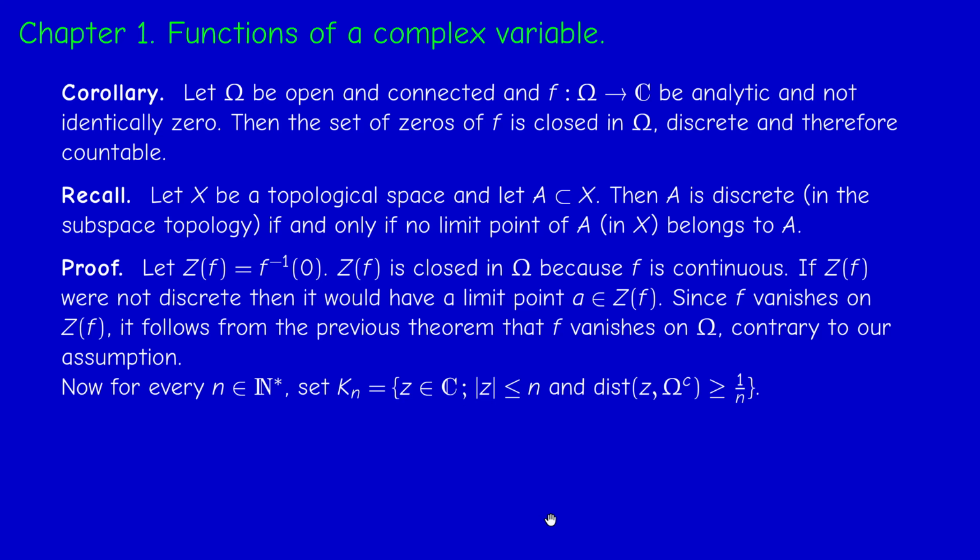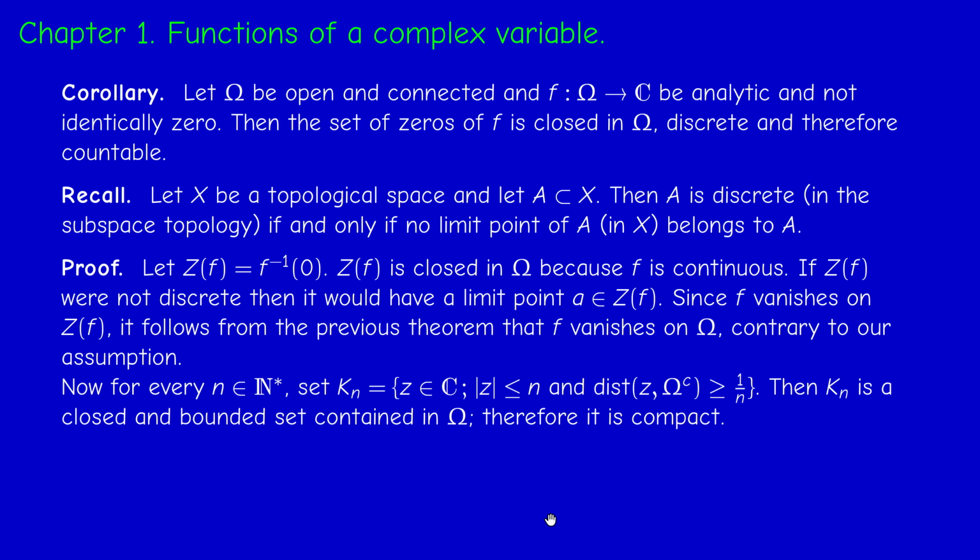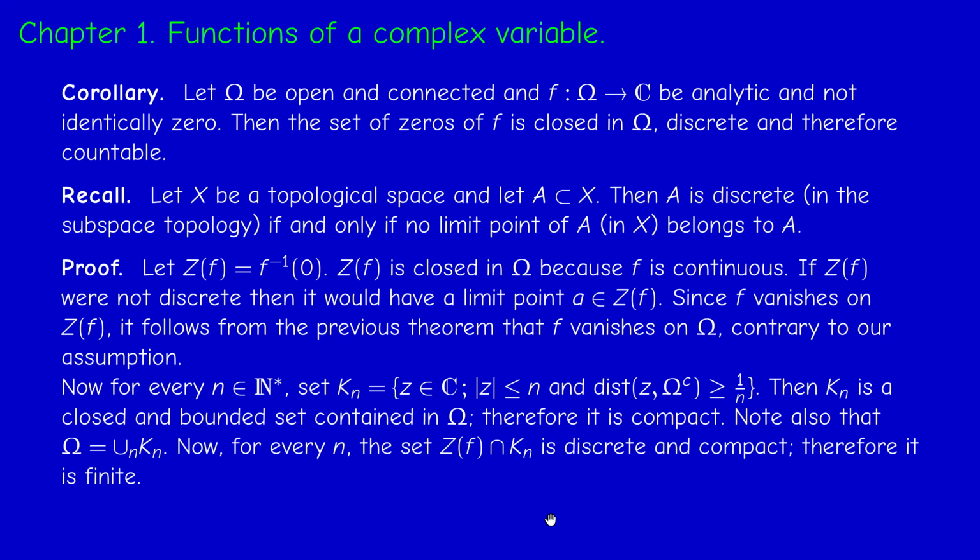So Kn is a compact subset of omega, and the union of all Kn covers omega. Okay, so we are approximating omega, if you like, from the inside. Now, consider the set of zeros of f inside Kn, that is, the zeros of f that belong to Kn.